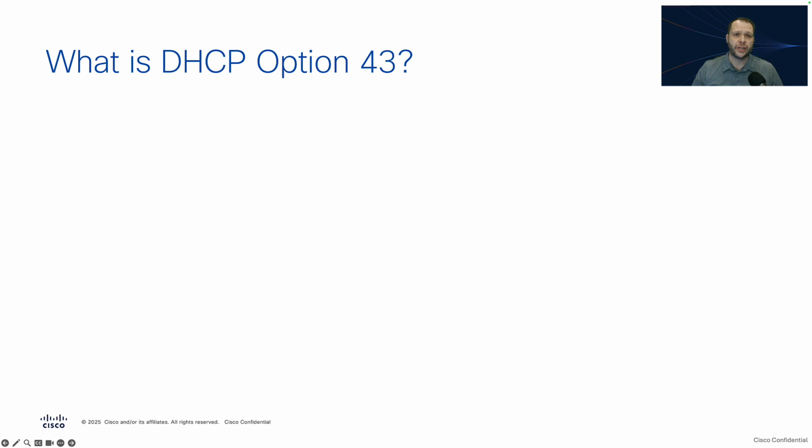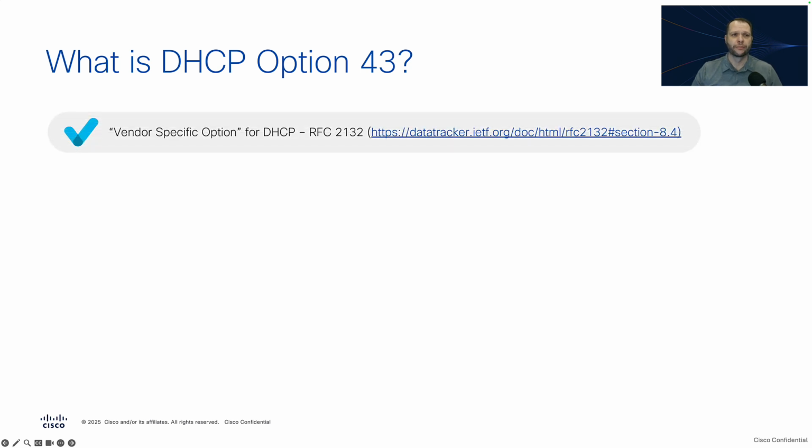So what is DHCP option 43? Well, it's a special vendor-specific option that has been configured in the DHCP specification, which is detailed in RFC 2132. If you're interested in looking at the actual documentation for it, the link is listed right here on the slide.